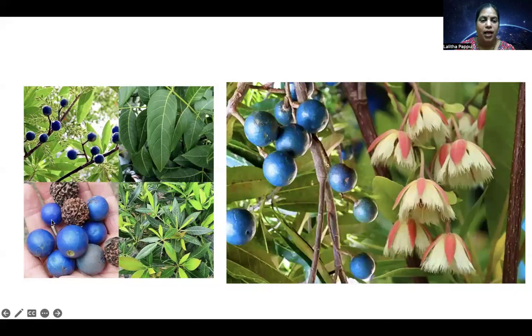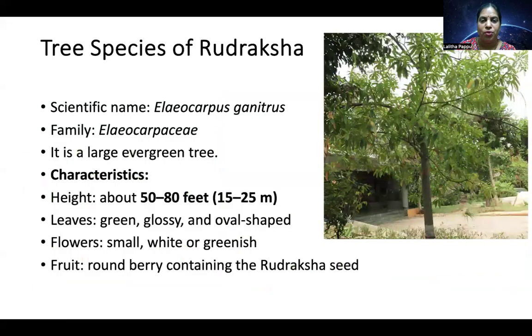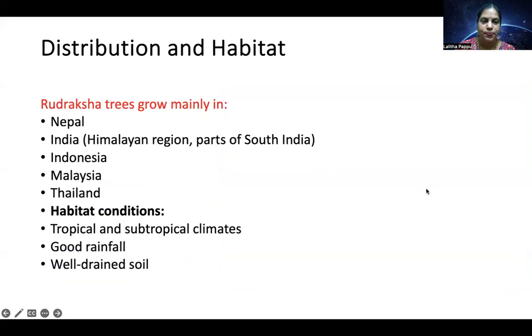So this is the color of the berries. When they're unripe, they're green in color. When they ripen, they turn blue. And when they are dried up, they become brown. I will show you those pictures also. So this is how the tree looks.